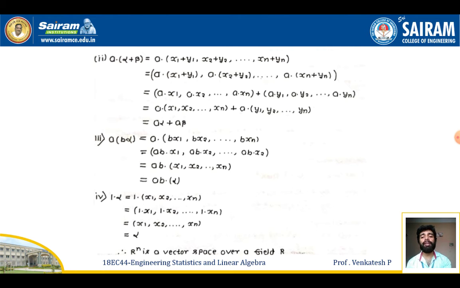Take a scalar 1 with the α, that is 1·(x1, x2, etc., xn). Since I'm taking the 1 inside, I'll be getting 1·x1, 1·x2, etc., 1·xn. I'll be getting (x1, x2, etc., xn). So it will obviously be equal to α again. I got it. So with all these axioms, I can conclude that R^n is a vector space over a field of real numbers.